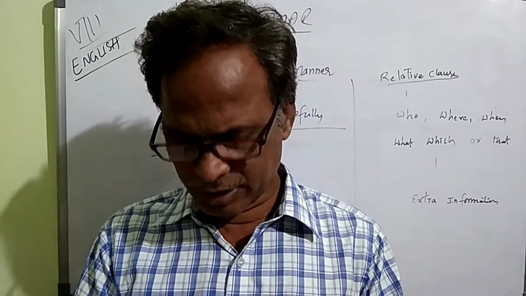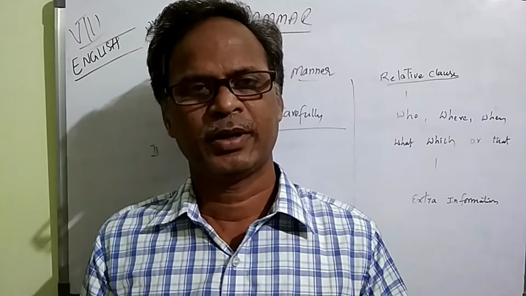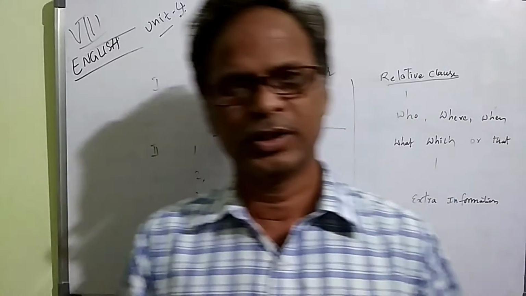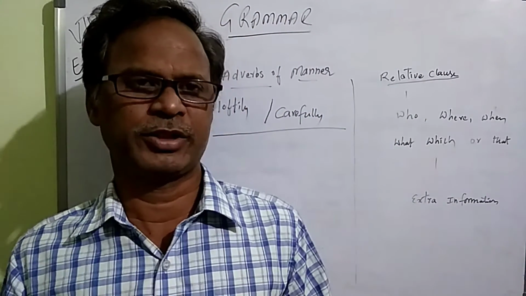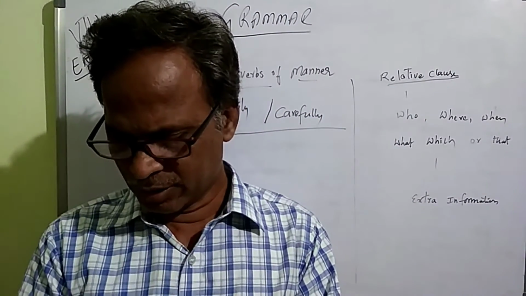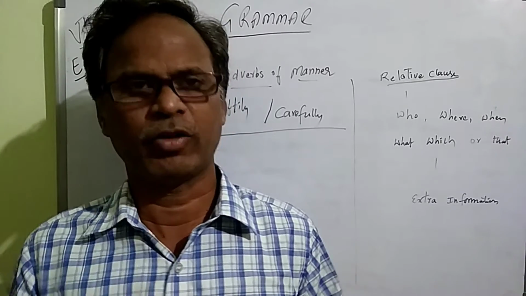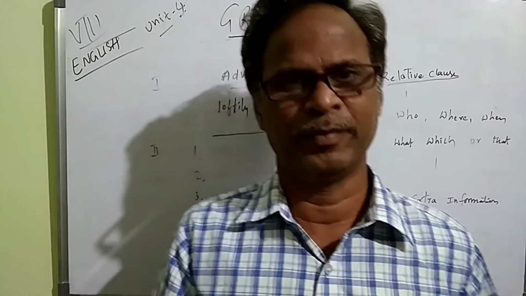Fourth one, this is the book. Book is a thing. For that you can write which or that. You can connect with which or that, and you can give the extra information. Then you can complete them as suitable relative clauses, and according to your ideas, you can fulfill them.